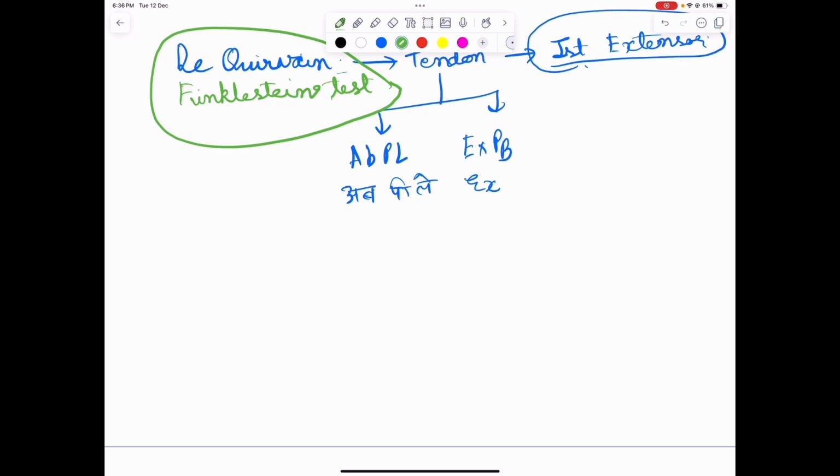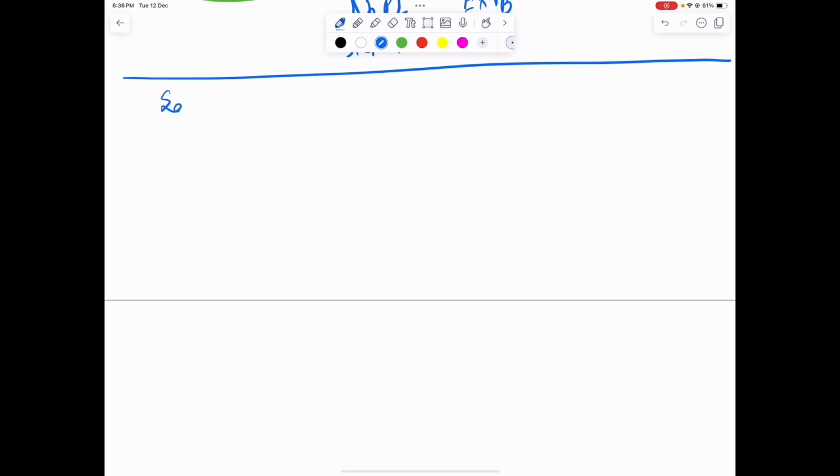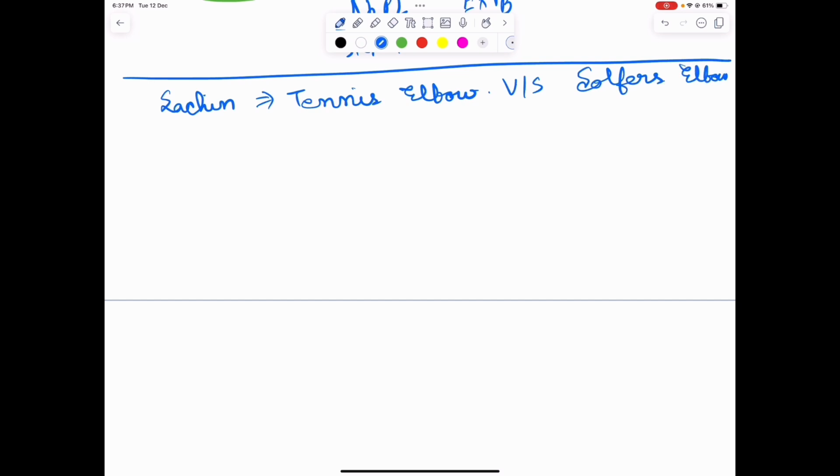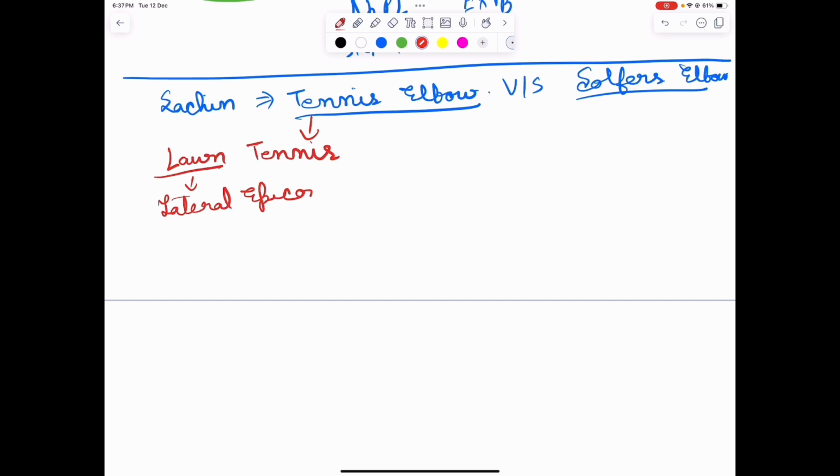Now we move on to the Cozen test. Now the Cozen test is done for which? Now you must have remembered that Sachin Tendulkar suffered from tennis elbow, and tennis elbow is also compared with golfer's elbow. So how to differentiate? And it is very difficult to remember. See, I will tell you a number of ways to remember. For tennis elbow, you can remember lawn tennis, that is, the lateral epicondyle is inflamed, and golfer's will be vice versa.